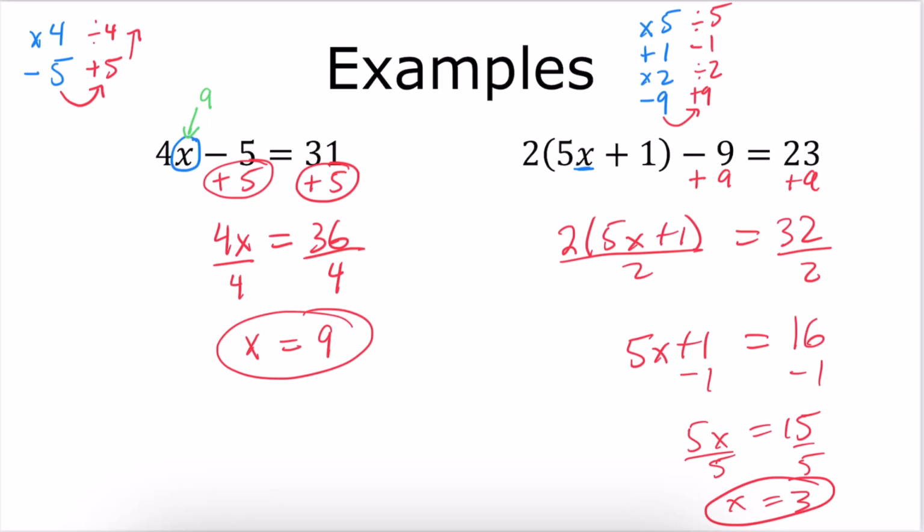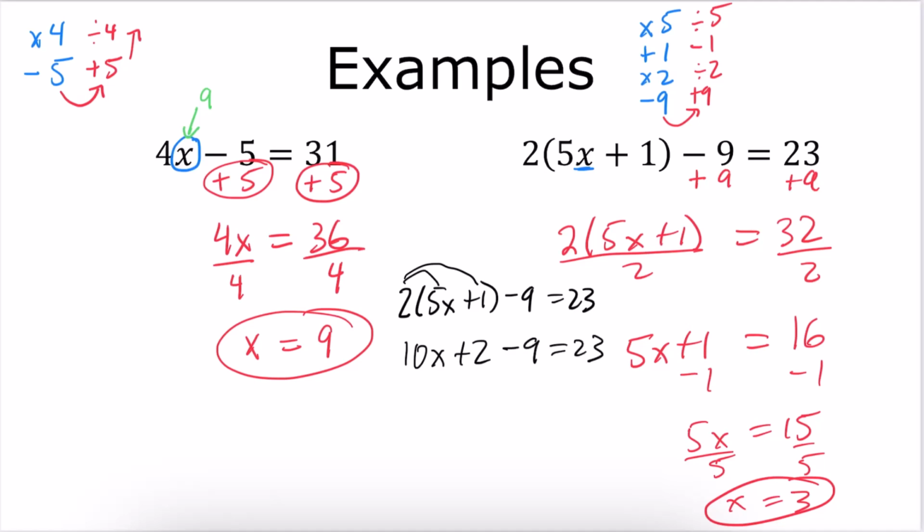Another possible way, which is the more typical way, is to simplify the left-hand side before you start solving it. So in that case, you could use the distributive property. Sorry, I'm rewriting this here. So you could use the distributive property to simplify this expression, which would give you 10x plus 2 minus 9 equals 23. And then you could combine like terms to say positive 2 plus a negative 9 can be simplified to be 10x minus 7 equals 23.